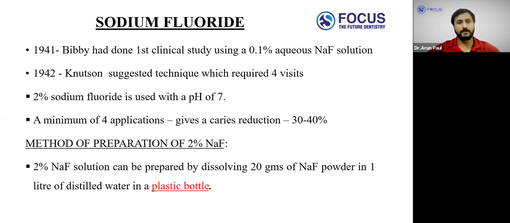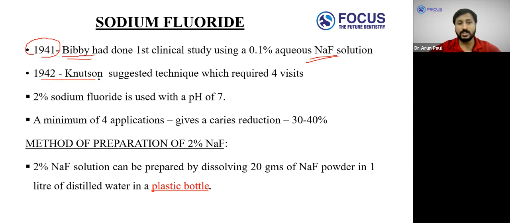Now let's see the first type of fluoride, which is sodium fluoride. This was the first developed. It was developed in 1941, and it was first suggested and recommended by a person called Bibby. So the studies are usually cited as Bibby et al. He first did studies on sodium fluoride, where he found that when sodium fluoride is applied topically onto the tooth, there is a significant reduction of caries.